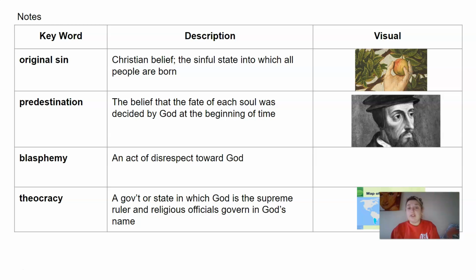We do have prevailing religions, Christianity being one of them, but our government laws are not based off of the Bible. We have separation of church and state. So go ahead and pause and get that down, and then we'll look at that map so we can see which regions of the world do run theocratically.